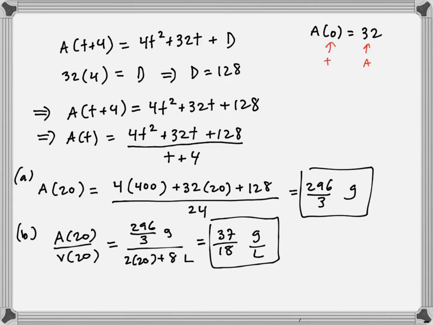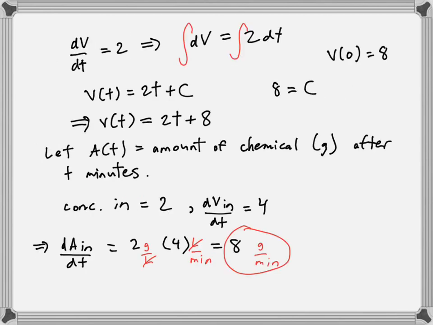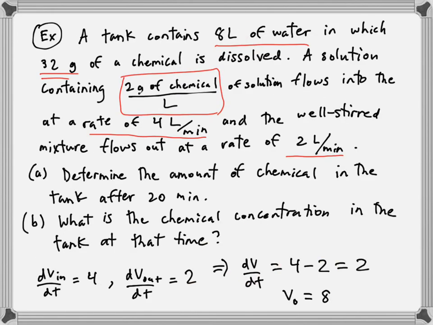Now you'll notice that if you actually put this in your calculator, this is a little bit more than 2, right? This is 2 point something. In fact, let me put this in my calculator really quick. 37 divided by 18, 2.056. So what's going to happen is as you pour something in at 2 grams per liter, this makes sense because the more time that passes, the more the concentration in the tank approaches the concentration of what you're pouring in. And if you recall, we're actually pouring in 2 grams per liter.